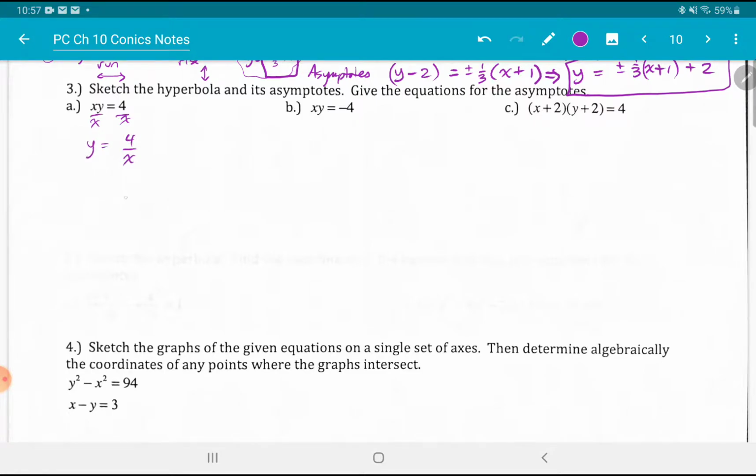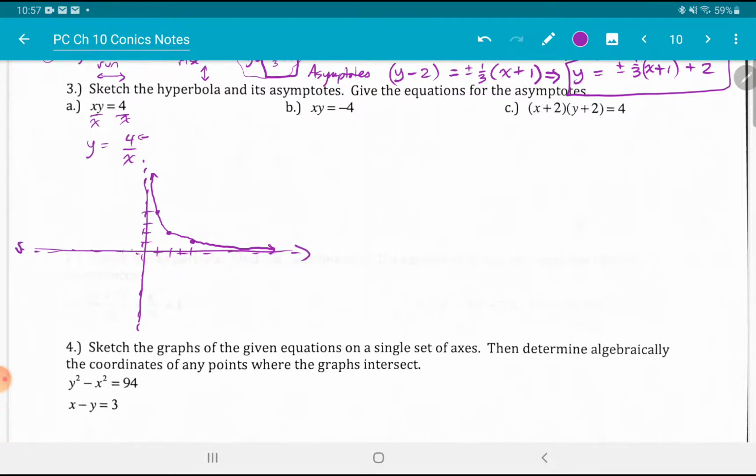How have you graphed that in the past? Well, if x is 1, y is 4. If x is 2, y is 2. If x is 4, y is 1. You've seen that before. Hopefully you're seeing, oh, it's a rational function. Looks something like that. Remember you have an asymptote there because x cannot be 0. Likewise, since you have a 4 on top, y cannot be 0.